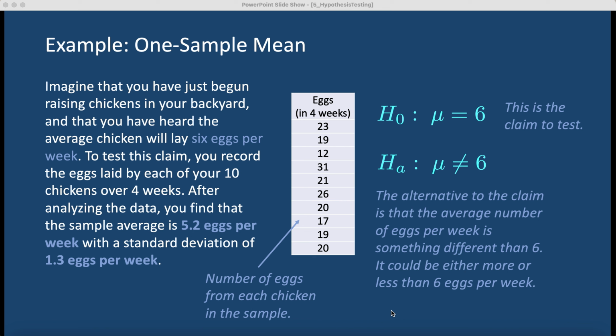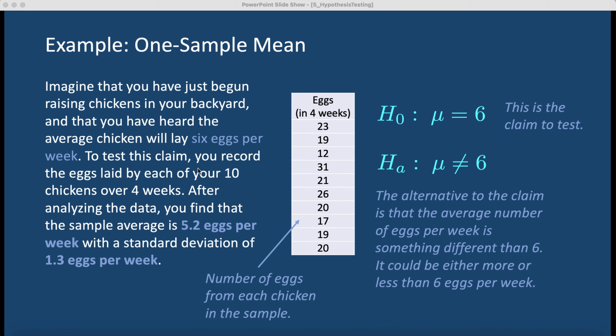We're raising chickens in the backyard, and we are testing this idea that the average chicken will lay 6 eggs per week. So we collect data over a period of 4 weeks. And as you see on the screen, we have a sample of 10 different chickens and how many eggs that they've laid in the 4 week period. So using this data, we can divide by the 4 weeks, take the average, and we find that there's 5.2 eggs per week from the chickens, and the standard deviation is 1.3 eggs per week.